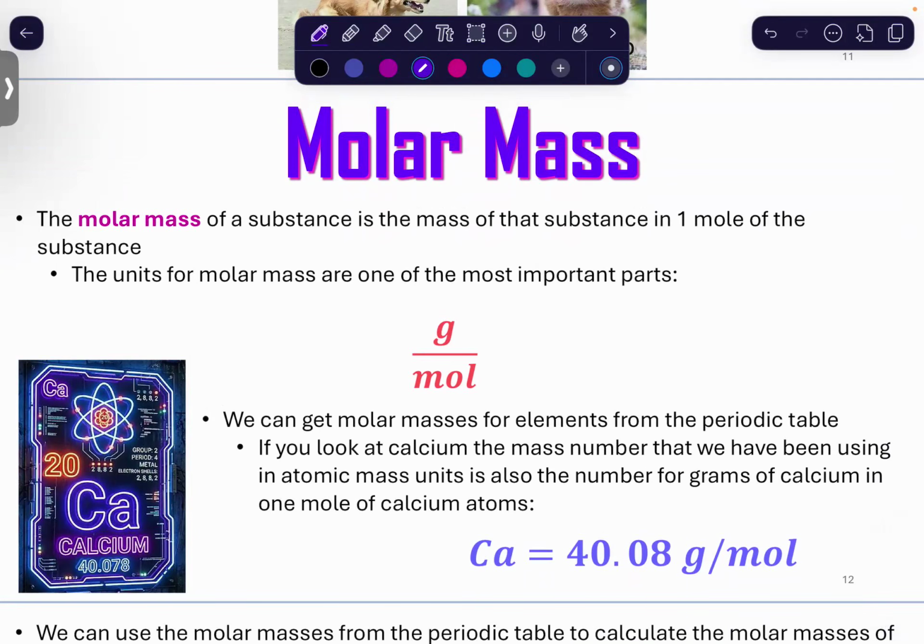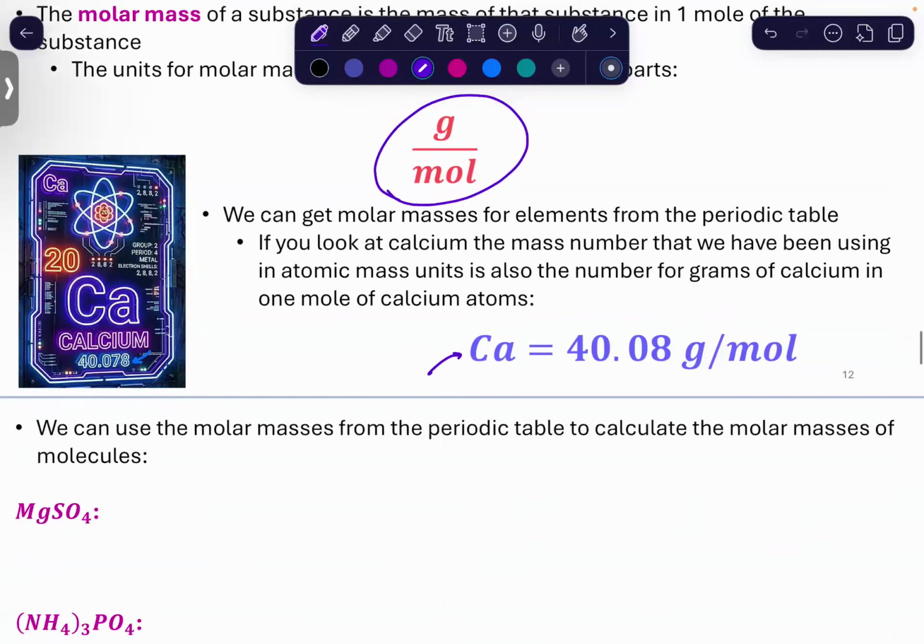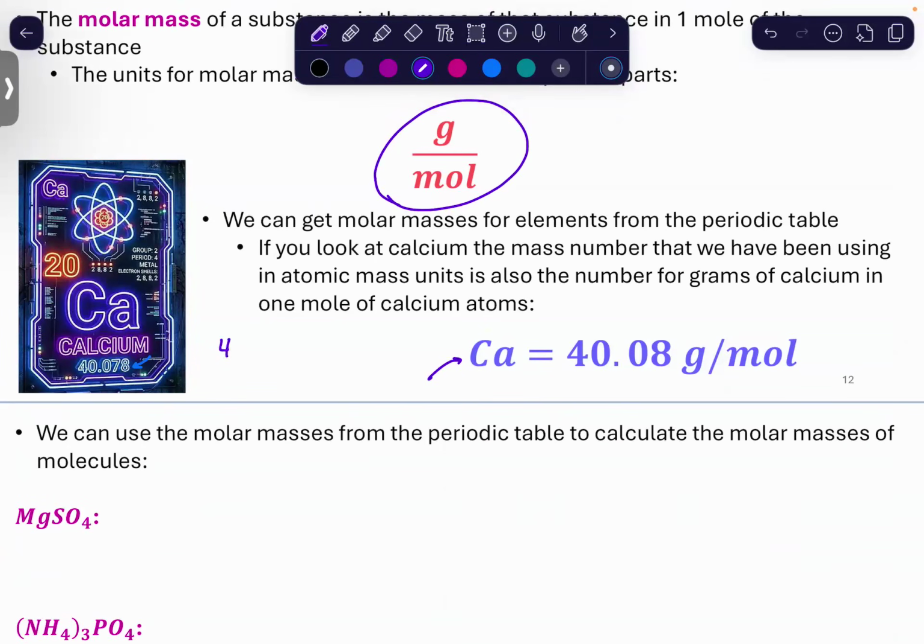So if you look here for calcium, you see you have 40.078. Well, you know that that's 40.078 atomic mass units. However, it's the same number, 40.08 grams per mole. And those are the units for molar mass, grams per mole. So again, this would be 40.08 grams per mole for calcium.